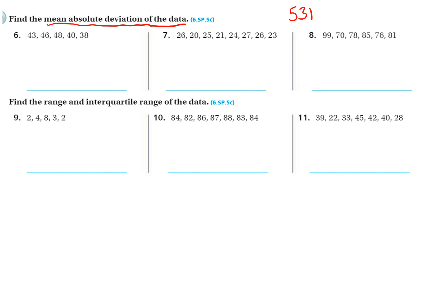So to find the mean absolute deviation, the first thing I need to do is find the mean of these numbers. So I've got to add them up. 43 plus 46 plus 48 plus 40 plus 38. 9 plus 8 is 17, plus 8 is 25. 6, 10, 14, 18, 19, 20, 21. So 215, and there are 1, 2, 3, 4, 5 numbers. So 215 divided by 5.